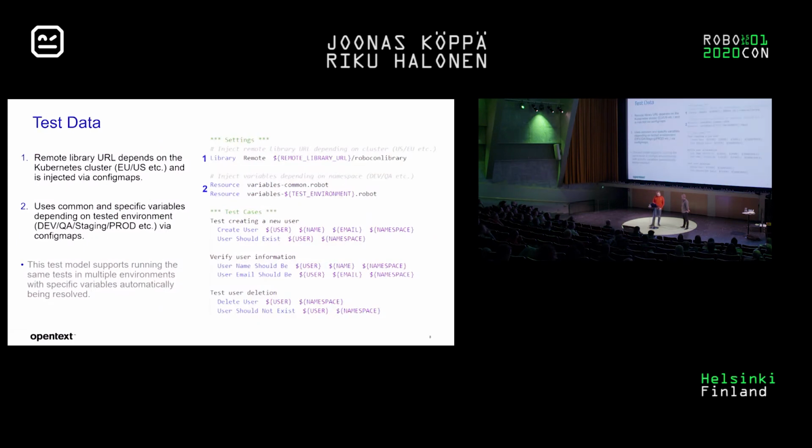Here's an example of our test data. So, like I said, we have one test case which we want to run in multiple different environments. So we have these variables like remote library URL and test environment, which are injected into our test code. We also use this variables common file for variables that are common to all of those environments. And yeah, this test model is good since we can run it in multiple different environments.